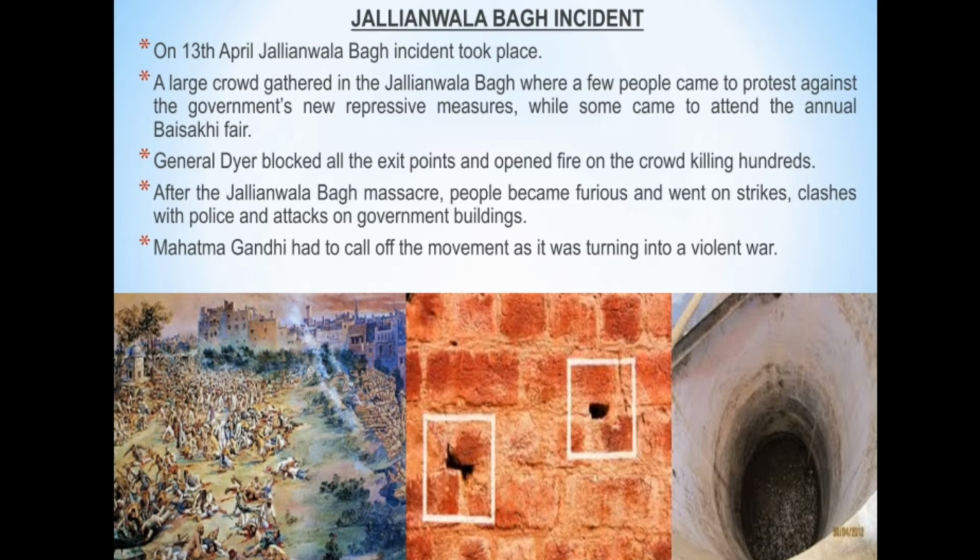Jallianwala Massacre, on 13th April 1919. This incident took place in Amritsar, Punjab. A large crowd gathered in Jallianwala Bagh, where a few people came to protest against the government's new repressive measures, while some came to attend the annual Baisakhi fair. General Dyer blocked all the exit points and opened fire on the crowd, killing hundreds. After the Jallianwala Massacre, people became furious and went on strikes, clashes with police, and attacks on government buildings. Mahatma Gandhi had to call off the movement as it was turning violent.